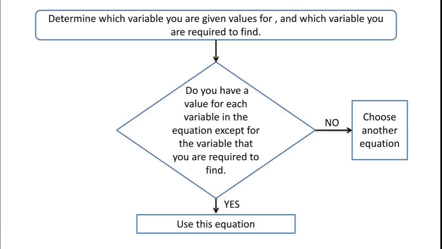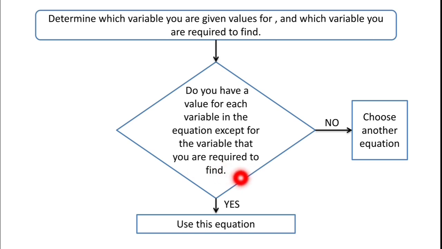Now students, there is a flow chart which helps in determining which equation of motion is suitable to solve a particular problem. So the first step is to determine which variable you are given values for and which variable you are required to find. For example, whenever you go through a problem, there are some variables whose values are already given in the problem and some variables are asked of you. Then, whenever you determine this, the second step is, do you have a value for each variable in the equation except for the variable that you are required to find?